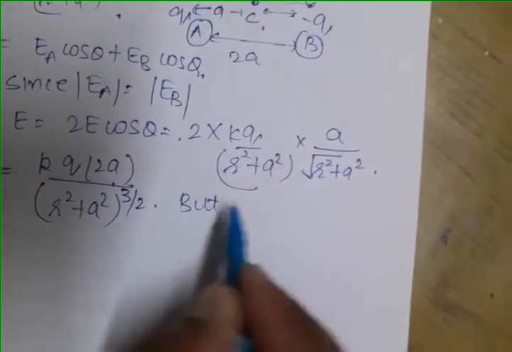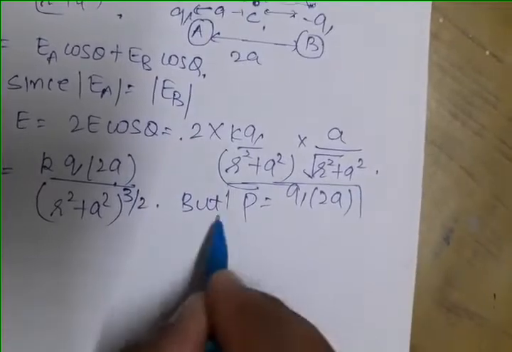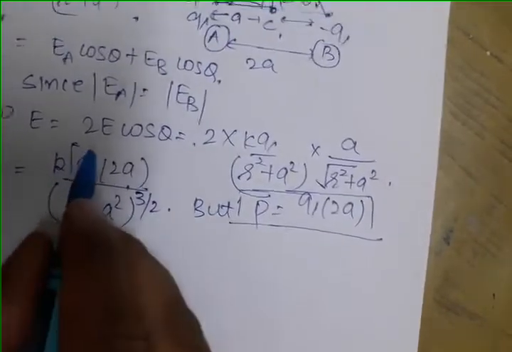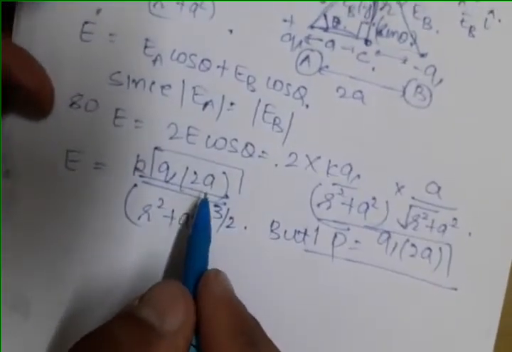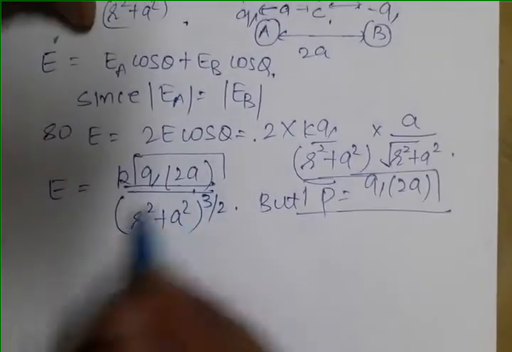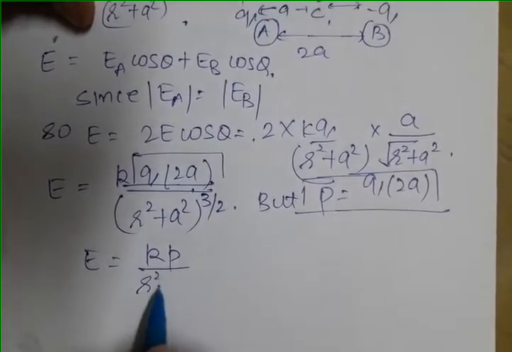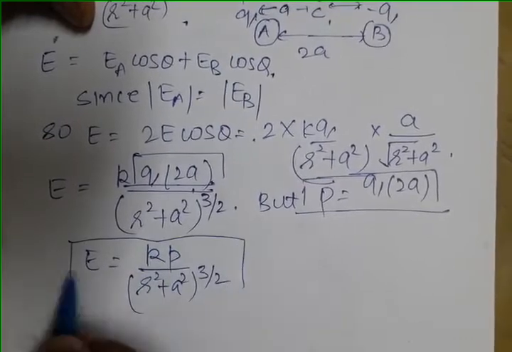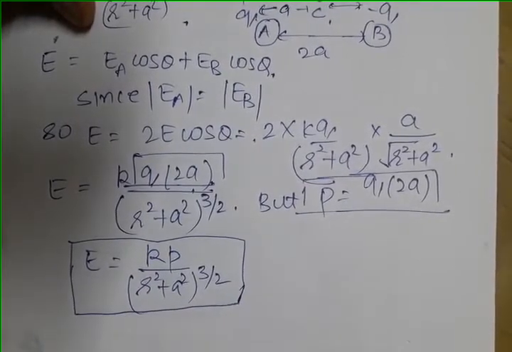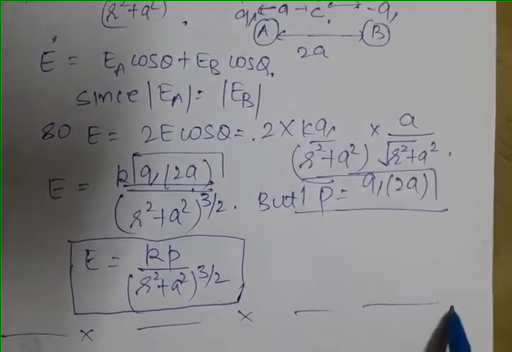But you know what p is. p is q into 2a, and is called the dipole moment. This is the same as here, q into 2a. So this may be written as kp upon r square plus a square to the power 3 by 2. This is the answer. And so that's it. This is the end of this.